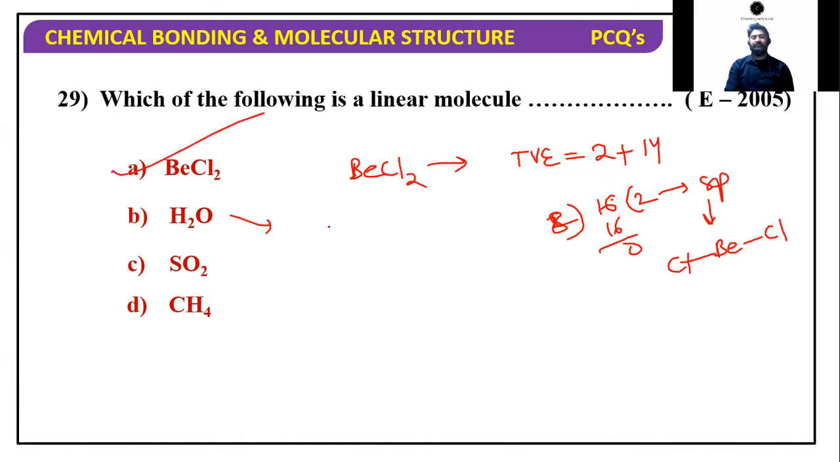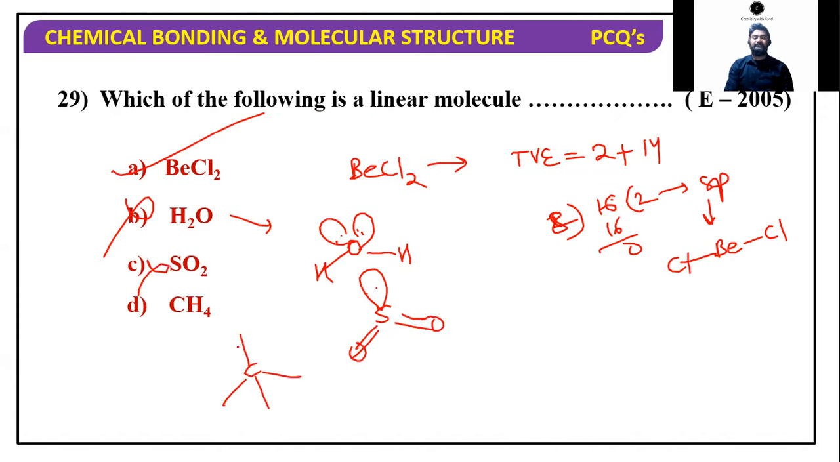But you can check the other molecules also. Water, definitely not linear, right? Because of the lone pair repulsion, it will become bent. SO2, because of the lone pair, it will become angular or bent. Methane has a tetrahedral structure like this, so even if this is not linear, the answer is option number A. I hope you guys have done it faster than me.